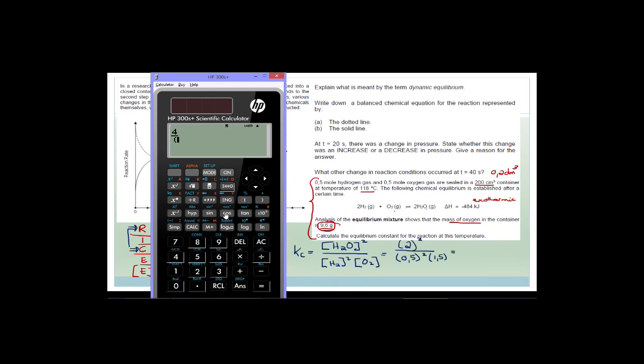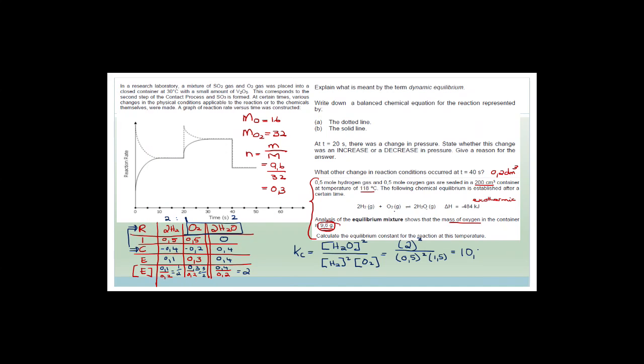So let's do a little bracket, 0.5, close bracket, open bracket 1.5, close bracket, equals 32 over 3, which is 10.67. So that is the Kc, and remember the Kc doesn't have units because it's a ratio of just the concentrations. So it's going to be moles per decimeter cubed over moles per decimeter cubed, and they cancel.